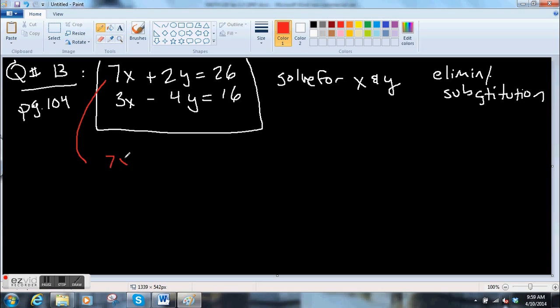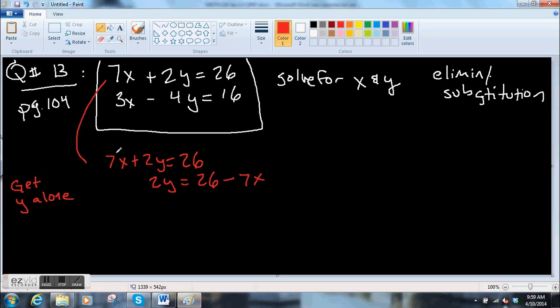well, here I have 7x plus 2y equals 26. Now I've just rewritten the equation. I want to write this equation in terms of one variable only, so I want to get y by itself. So here's my goal. Get y alone, all by itself. Okay, so you think, well, I'm going to do this. Why am I going to do this? Well, that way I can substitute it into the second equation and solve for the other variable. Of course! That's what you were all thinking.